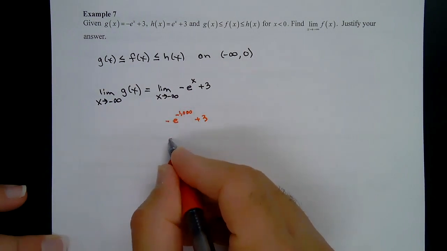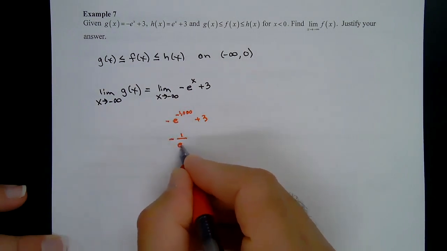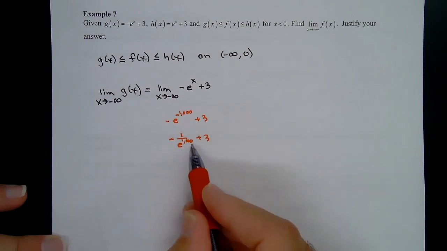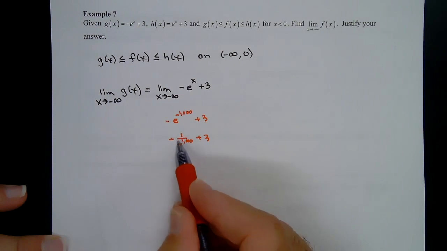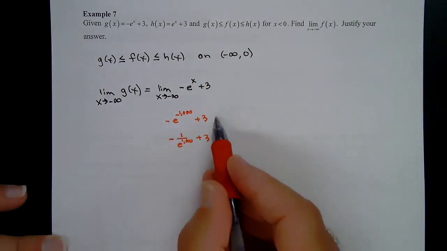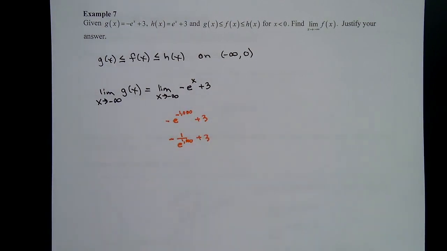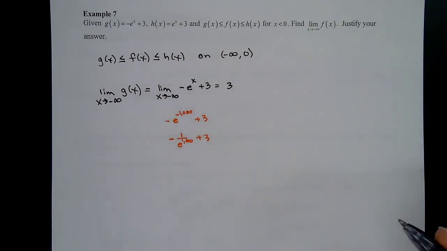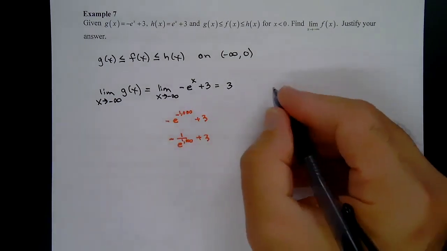Okay, so what does e to the negative 1,000 mean? It really means this would be negative 1 over e to the 1,000 plus 3. Well, 1 over e to the 1,000 power, that's going to be really, really small. This is really, really close to 0, and we're adding 3 to it. So this is going to equal 3. And that's the answer to this. It's 3. Okay, so we need to do the h of x also, right?